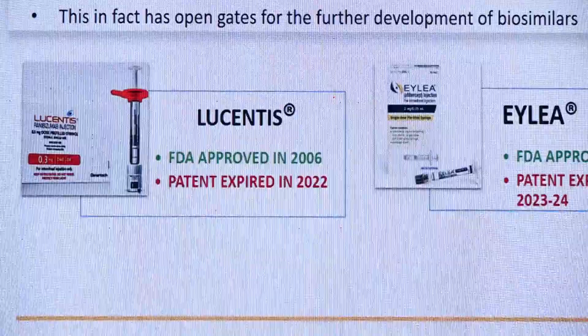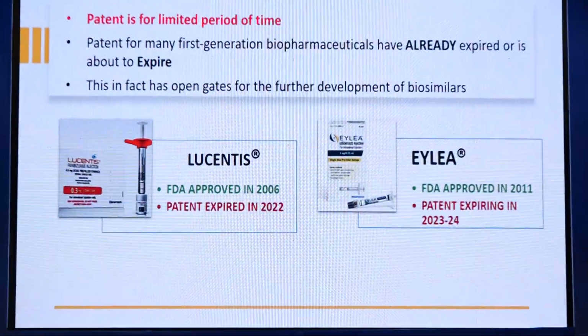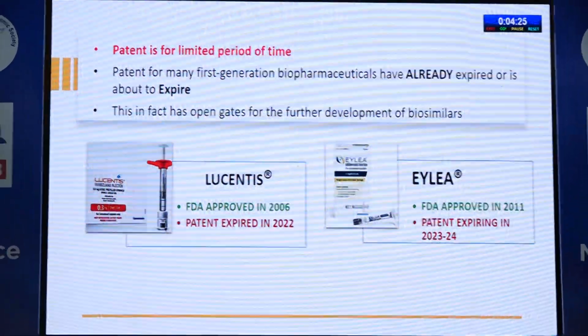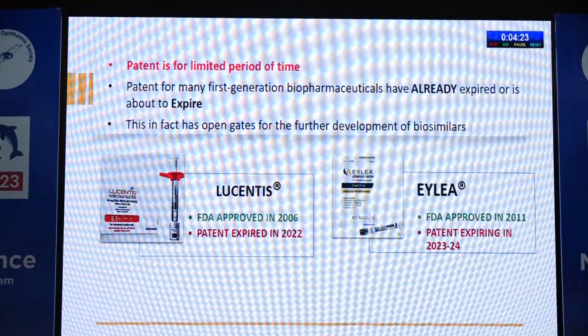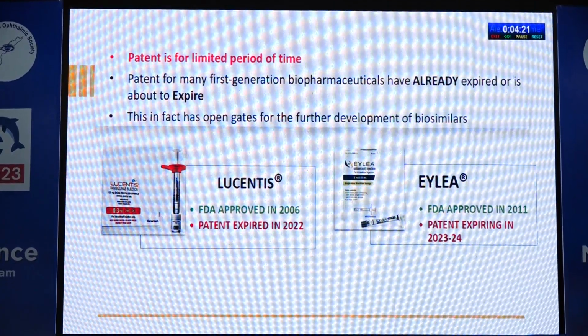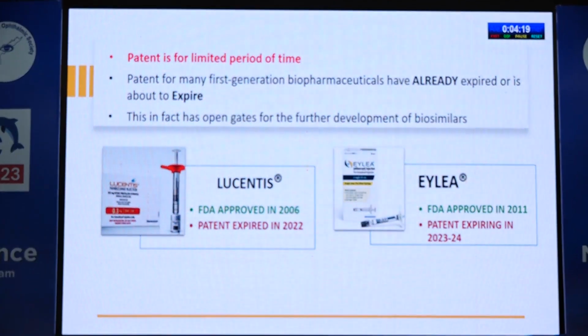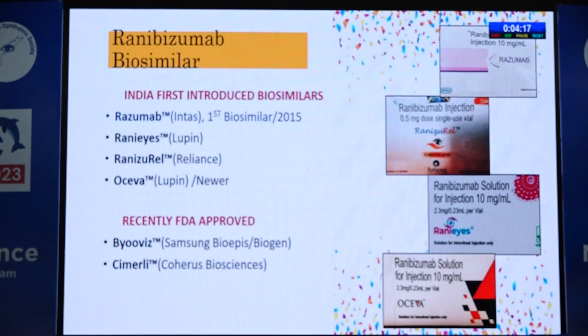So what are these biosimilars? They have a comparable efficacy, safety profile, and duration of action with the original molecule, and this has led to worldwide acceptance. The patent for the innovator molecule is limited to a period of time, like Lucentis, which expired last year, and Eylea, which is just about to. This has opened gates for the further development of biosimilars.